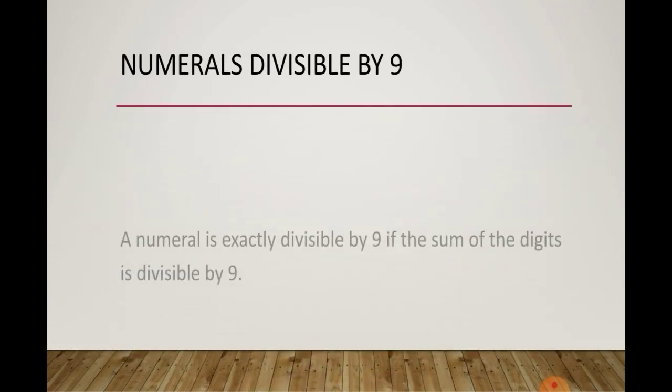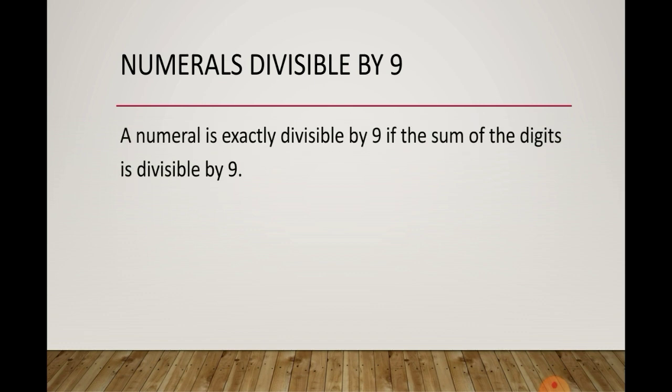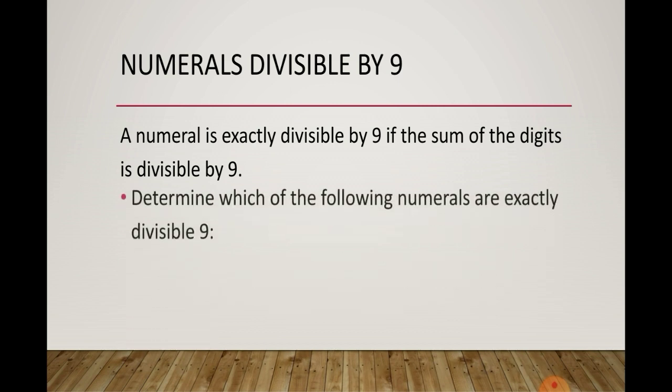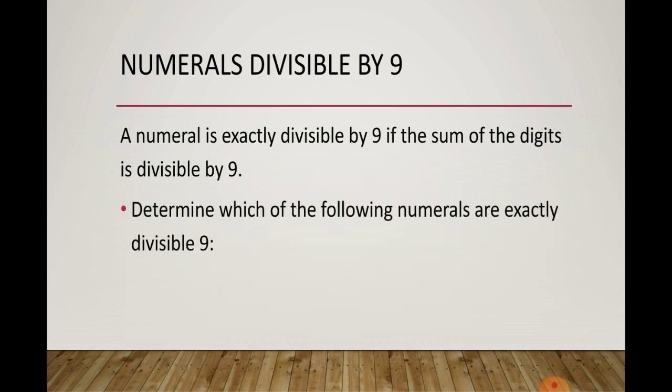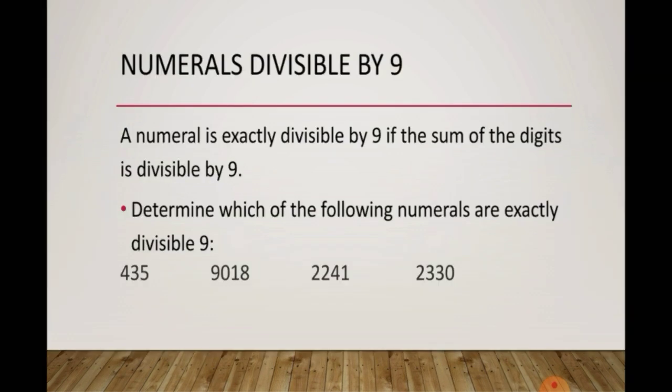Numerals divisible by 9. A numeral is exactly divisible by 9 if the sum of the digits is divisible by 9. Determine which of the following numerals are exactly divisible by 9. First, we are going to determine the sum of the digits, and then determine if the sums of the digits are divisible by 9. So 12, 27, and 9 are all divisible by 9, while 8 is not divisible by 9.